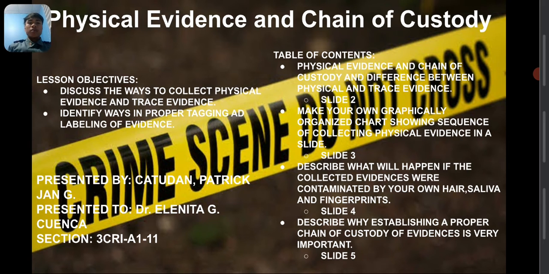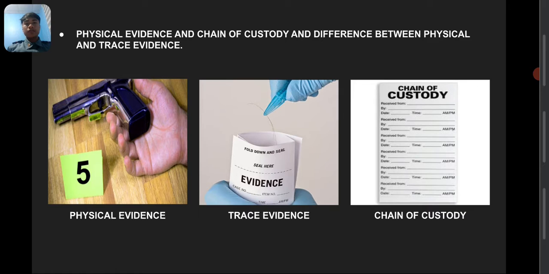So, before we start, lesson objectives. Discuss the way to collect physical evidence and trace evidence. Identify ways in proper tagging and labeling of evidence. So, table of contents. Slide 2. Proceed po tayo. Physical evidence and chain of custody and difference between physical and trace evidence.